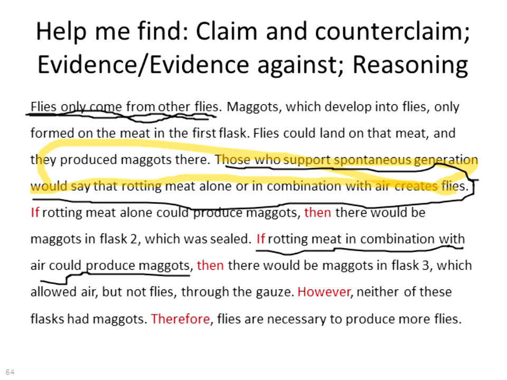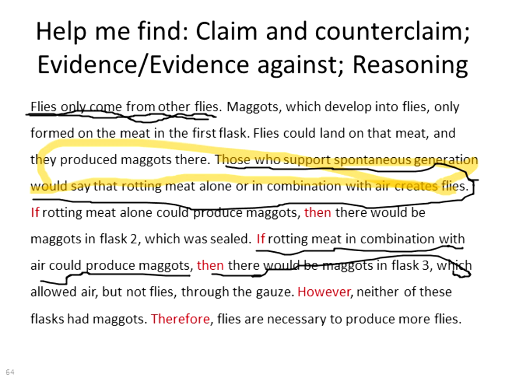All right, I'm seeing evidence against the counterclaim. Good. All right, here's our evidence. And notice the if-thens. If rotting meat in combination with air could produce maggots, then there would be maggots in flask 3, which allowed air but not flies. That's actually our reasoning, but that's good. That's important.